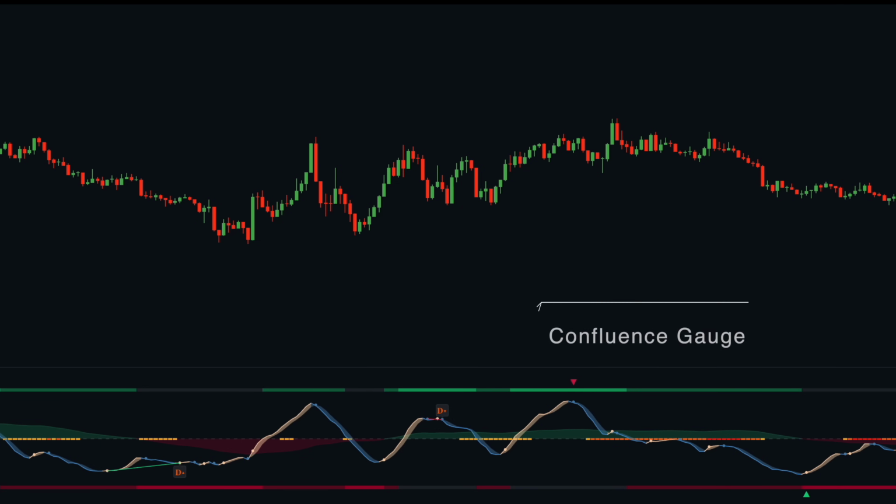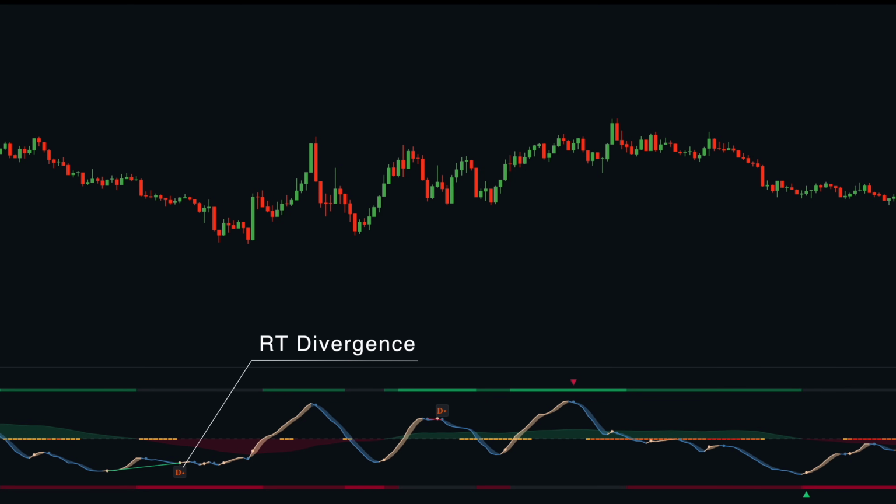The next feature is the confluence gauges. Placed at the top and bottom of the indicator, these gauges measure the confluence in the relationship between the momentum oscillator and directional flux. They provide traders with an easily interpretable visual aid for detecting market sentiment.